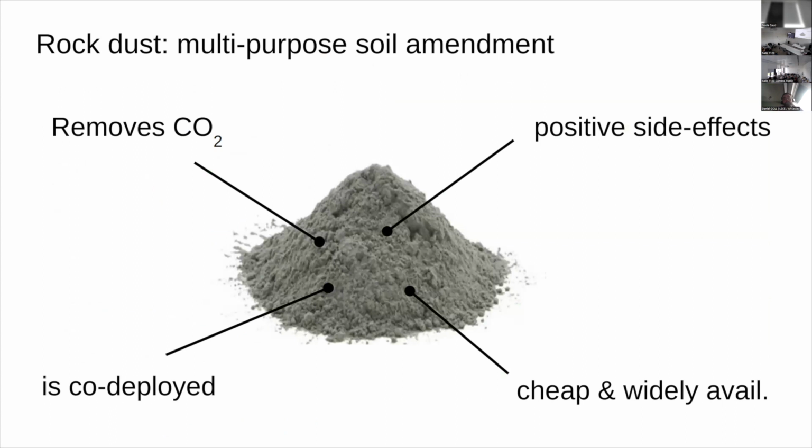Enhanced weathering is the use of rock dust. It's spread on the surface. It removes CO2 abiotically. It has positive side effects on plants and ecosystems, or positive side effects on the carbon cycle. It can be co-deployed, so you don't need to, for example, cut down a forest to have your CDR. You can apply it to agriculture or forest land. And the rock is a cheap and abundant resource.